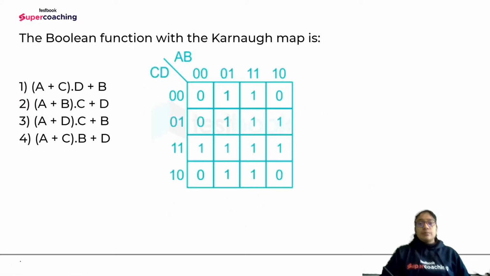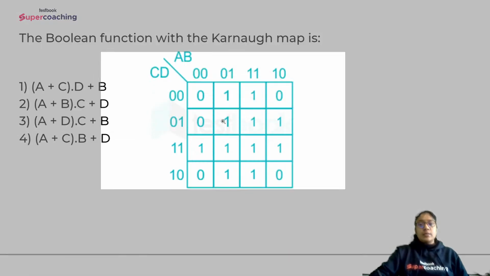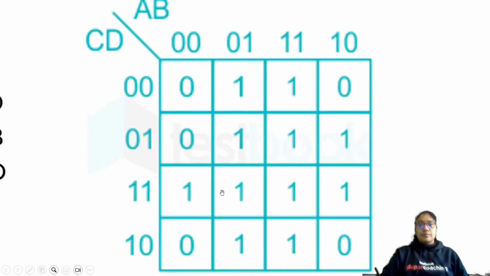Next question. The Boolean function with the K-map is given to you and you have to return the minimized expression. What will be the minimized expression? I'm giving you 30 seconds to try this question. Try it.